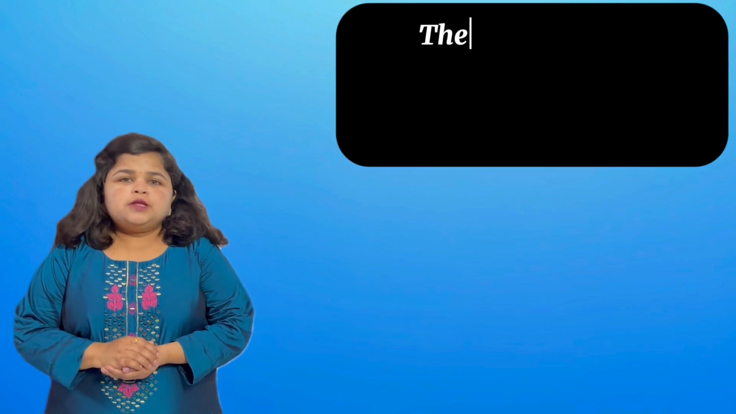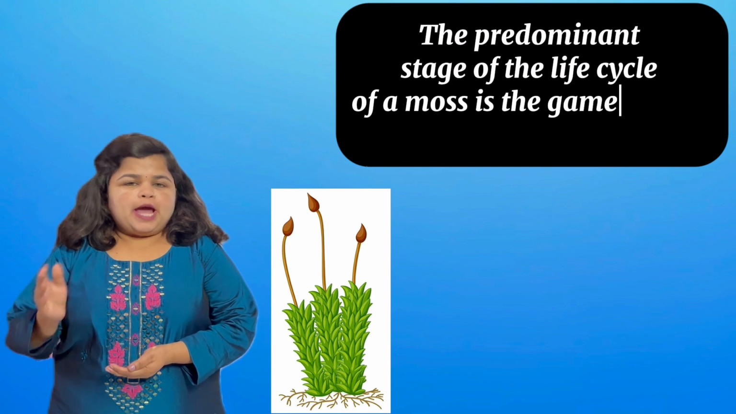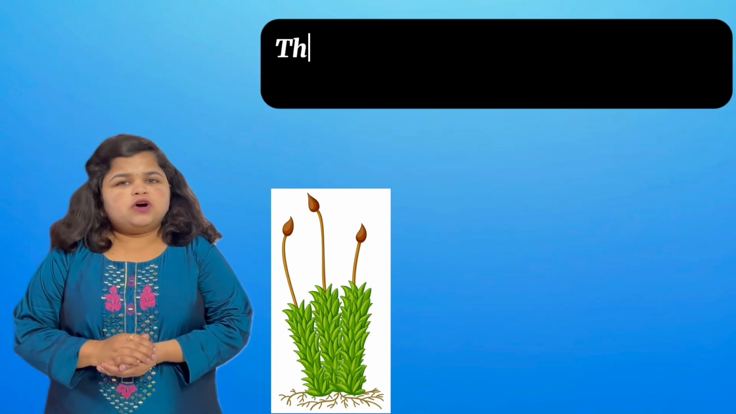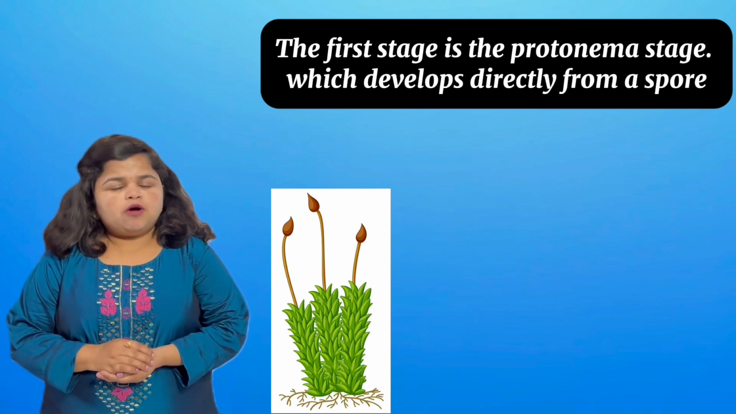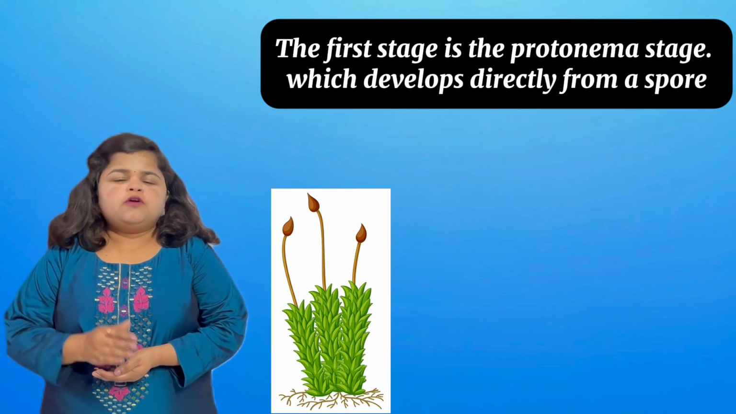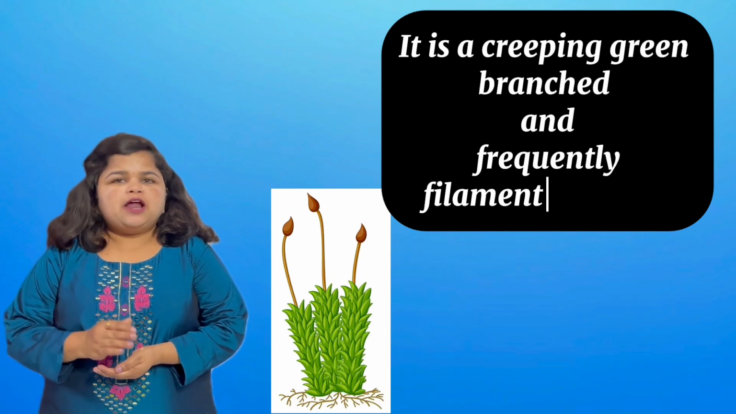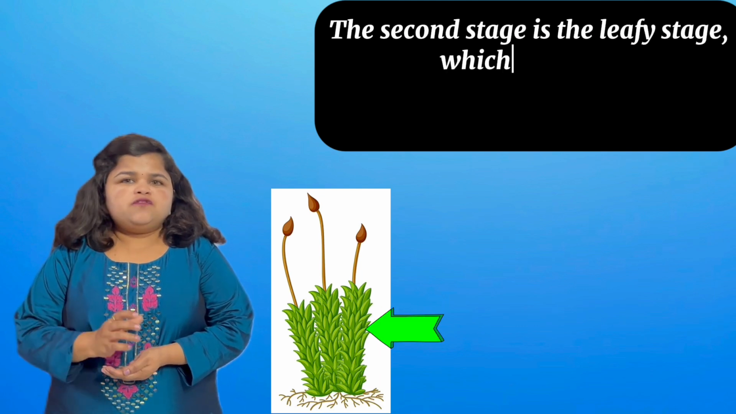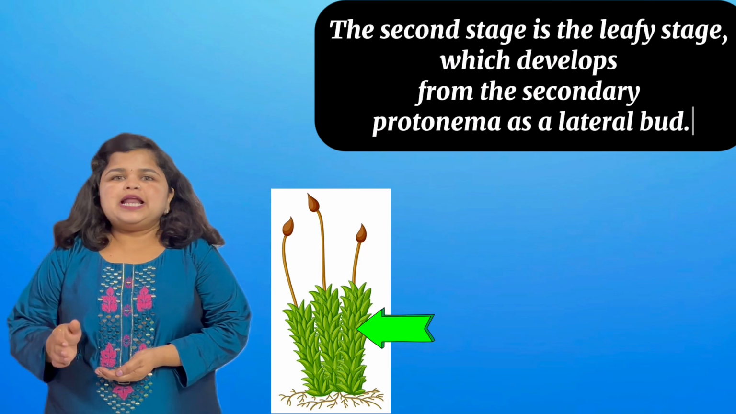Now let's discuss mosses. The predominant stage in the life cycle of mosses is the gametophytic stage, which consists of two stages. The first one is the protonema stage, which develops directly from the germinating spore. It is a creeping, green, frequently branched and filamentous structure. And the second is the leafy stage, which develops from the secondary protonema as a lateral bud.